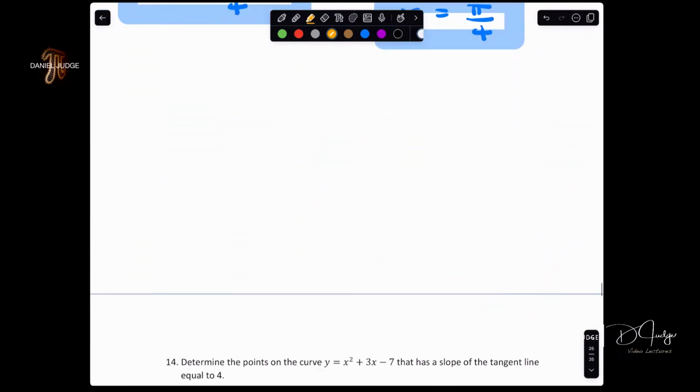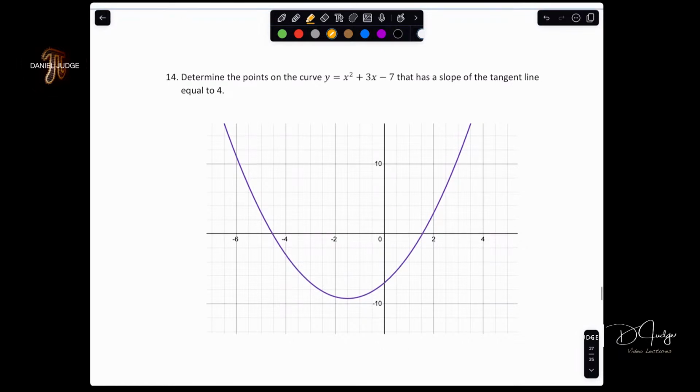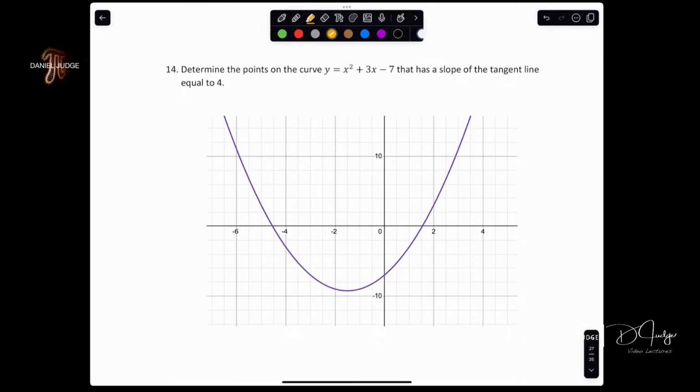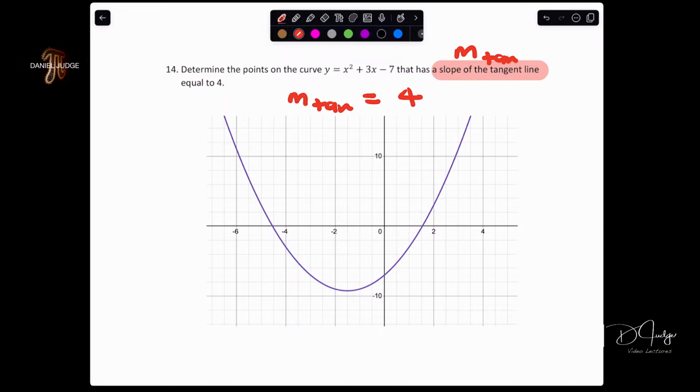Let's try number 14 here. All right, now in 14, it's a little bit different. And here's the question. They're saying determine the points on the curve that has a slope of a tangent line equal to 4. So slope of the tangent line, that's m tangent. And they're saying determine points on the curve where it equals 4. So m tangent equals 4. That's what they just said.